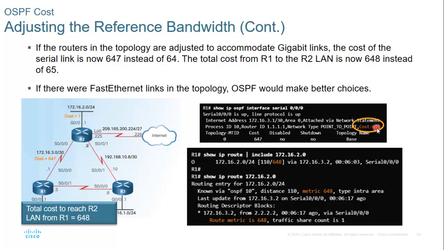If the routers in the topology are adjusted to accommodate gigabit links, the cost of the serial link is now 647 instead of 64. The total cost from R1 to R2 LAN is now 648 instead of 65. So if we use the adjusted value from just now, you would see that it has now increased on this part. And the total cost would have increased as well. If there were fast Ethernet links in the topology, OSPF would make better choices.